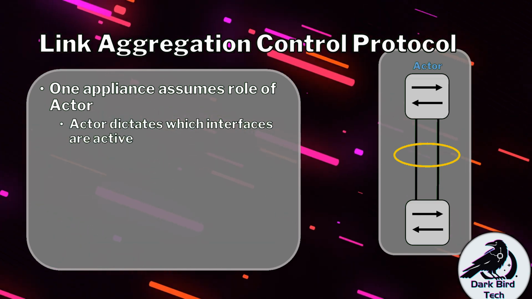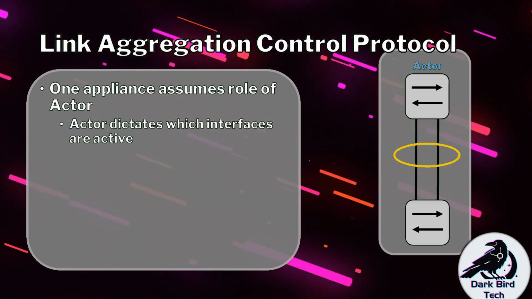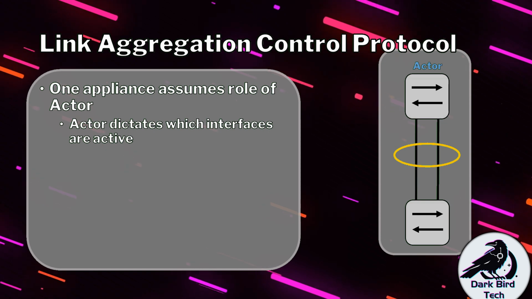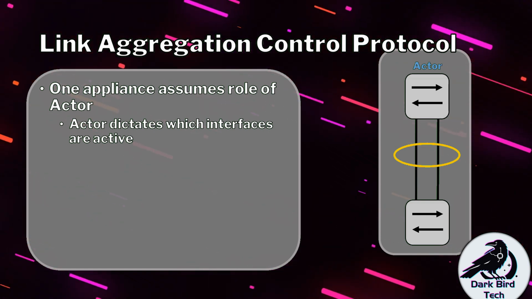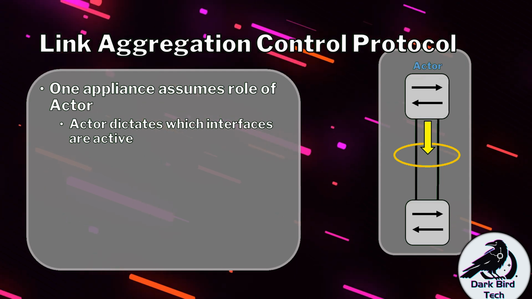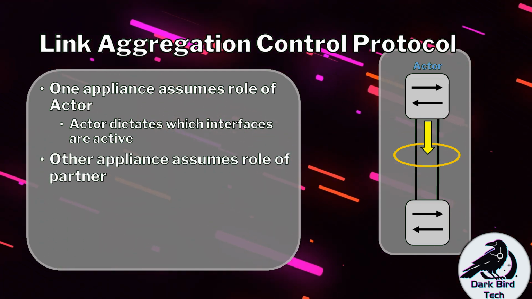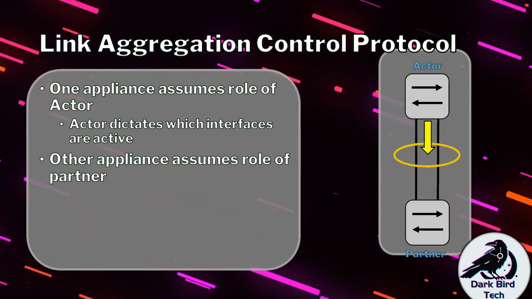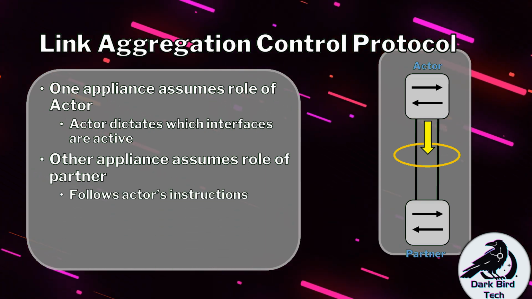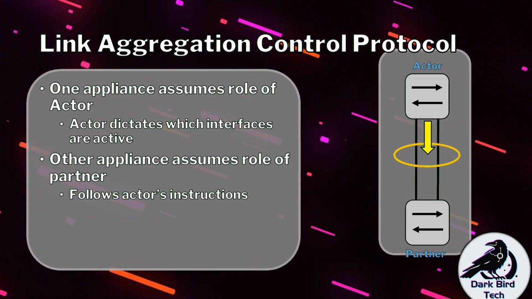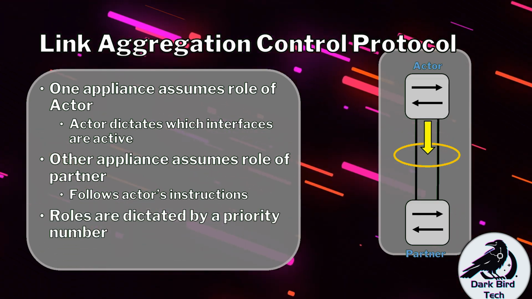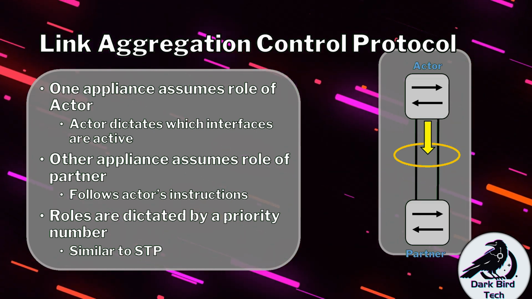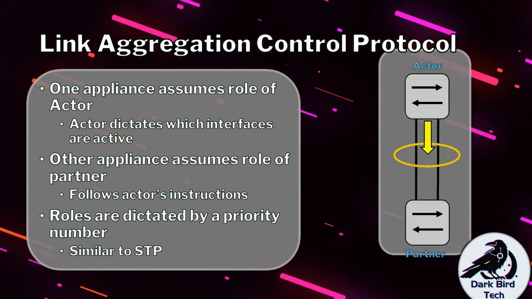Now, the actor is going to dictate which interfaces are going to be active and what they're going to be doing, and which ones are going to carry which packets or sessions, or however the link aggregation is going to manage the workload. So out goes the messaging. The other appliance is going to be referred to as the partner, the one at the bottom. And the partner simply follows the actor's instructions around what must be done and how it must be done. The roles are dictated by a priority number that is very similar in mechanism to spanning tree protocols. Lower the priority number, more likely that switch will become the actor.